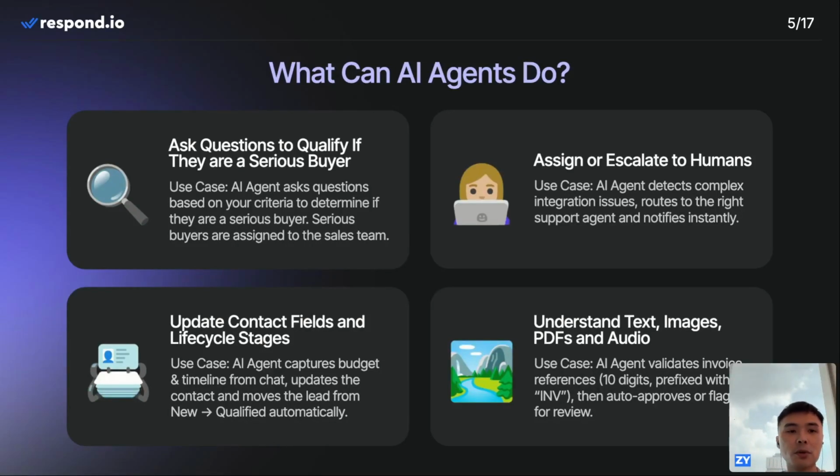AI agent can also automatically update the contact field and lifecycle stage. During the conversation, contacts usually share their treatment interests or skin condition. You can save them as a contact field and also update their lifecycle stage to, like, interested or appointment booked automatically, so your team always knows their info and where each customer is in the journey. And in real conversations, customers don't always just send text. They might send images, documents, or even voice messages. AI agent can understand and respond accordingly.